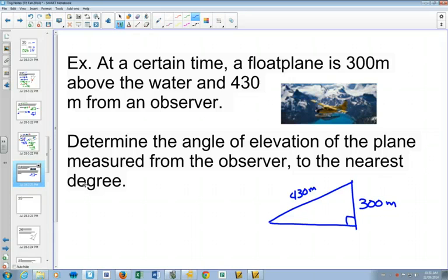Remember what angle of elevation was? This definition? Going from the horizontal looking up. So an angle of elevation always starts from a horizontal line looking up. So this will be the angle that would be the angle of elevation. That's what we want to find to the nearest degree.